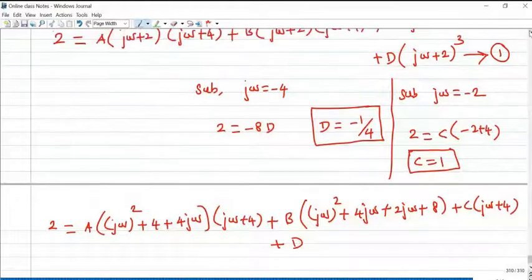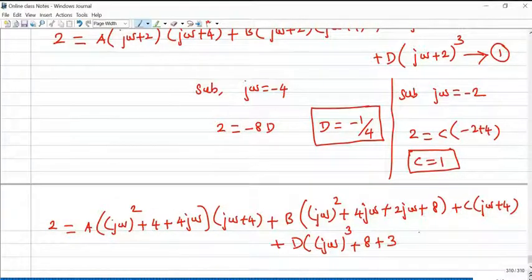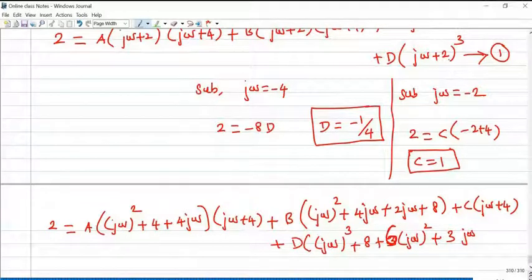So a cube first, a cube plus b cube 8 plus 3 a square b, 3 a square b meaning 2, so 3 times of 2, 6, plus 3 a b square, 3 a b square, 2 into 2, 4, 4 times of 3, 12. Okay.